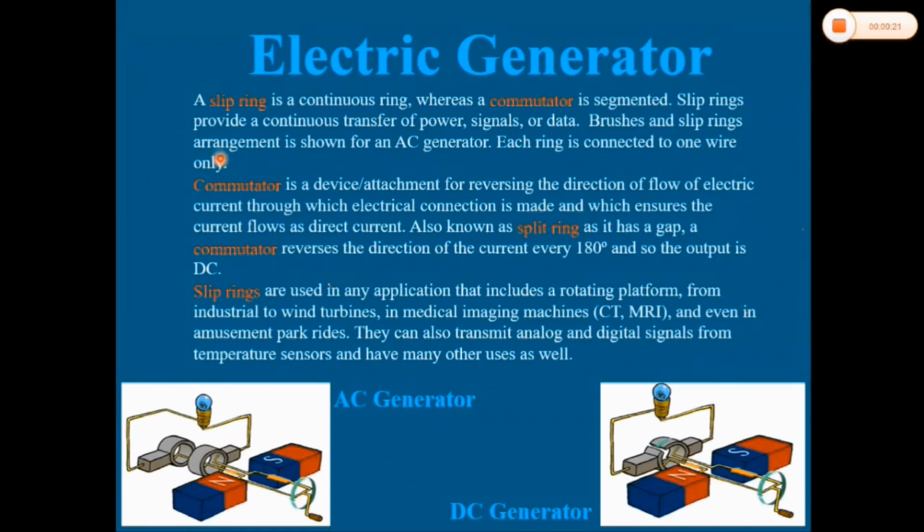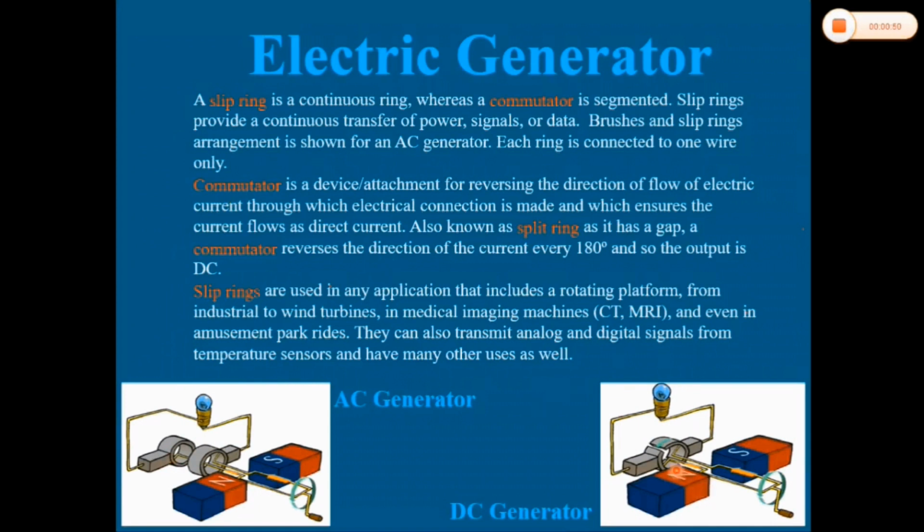Now, let's see what is the difference between these two. A slip ring is a continuous ring, whereas a commutator is segmented. Slip rings provide a continuous transfer of power, signals, or data. The brushes and slip rings arrangement is shown for an AC generator here. Each ring is connected to one wire only. See here, each ring is connected to one wire. This one is connected to this wire, and this wire is connected to this ring.